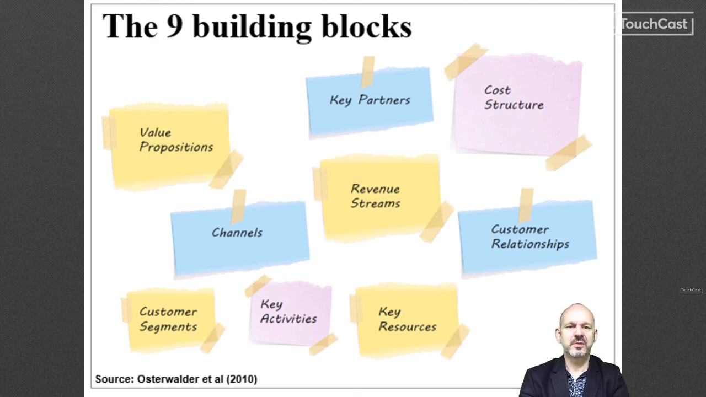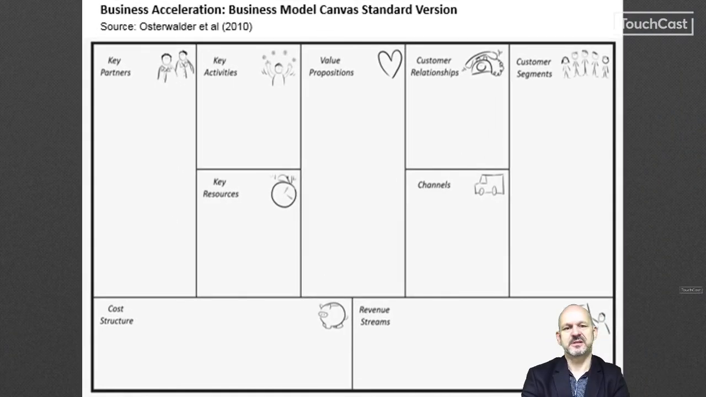Now there are multiple different versions of the business canvas, and each version is designed to fulfill a particular function. However, for our purposes we'll be using the standard version of the business model canvas, and again you can find a template for this in this section of Moodle. The business model canvas allows us to focus on the 9 key aspects of the business model.